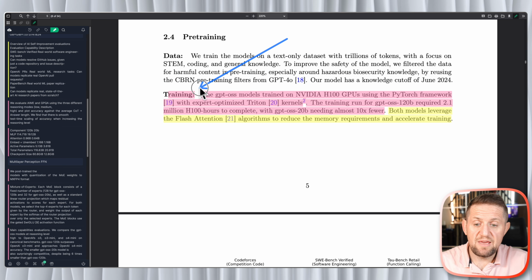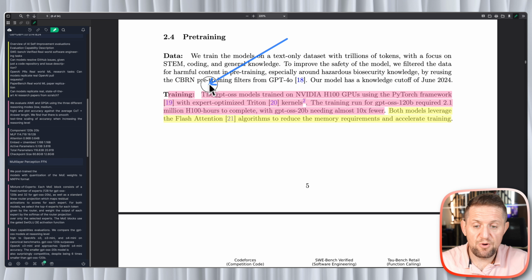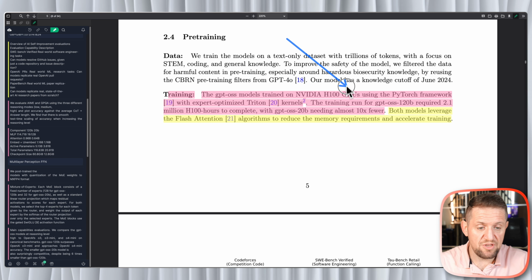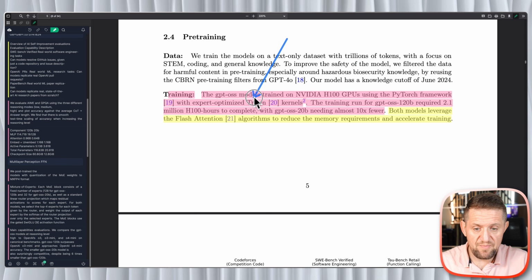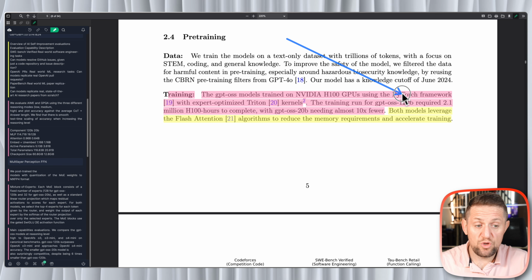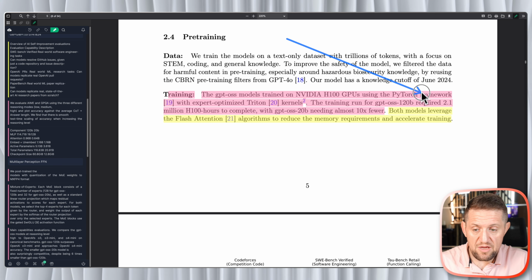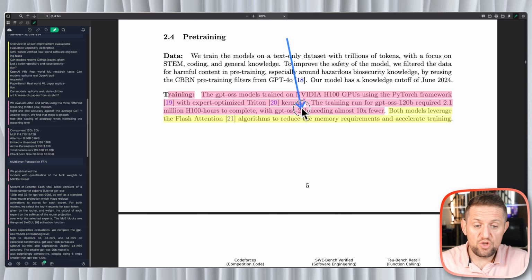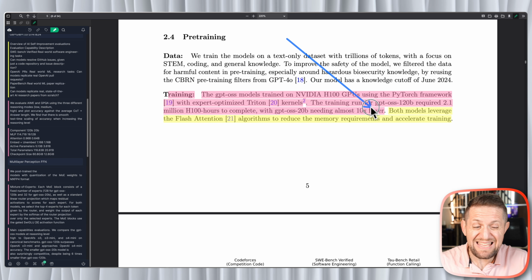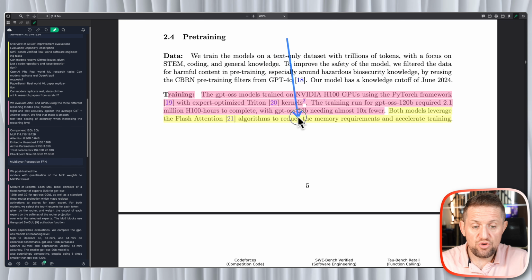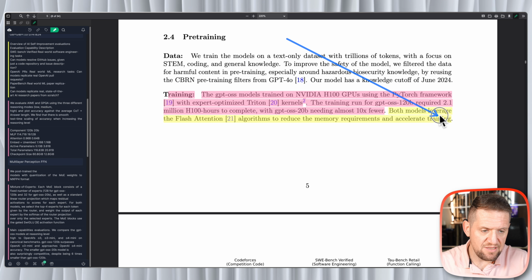Here also, they give more focus on the pre-training process, and they say that the OSS models were trained on NVIDIA H100 GPUs using the PyTorch framework with expert optimized Triton kernels. The training run for the OSS 120 billion parameter model required 2.1 million H100 hours to complete, with the 20 billion needing almost 10x fewer. Both models leverage a flash attention algorithm to reduce the memory requirements and accelerate training.